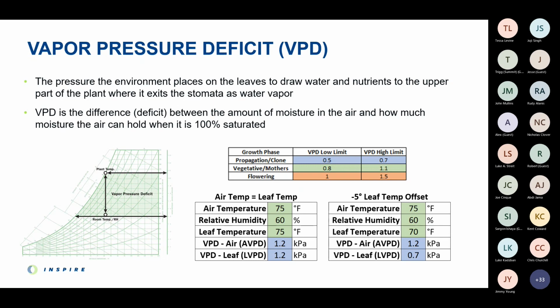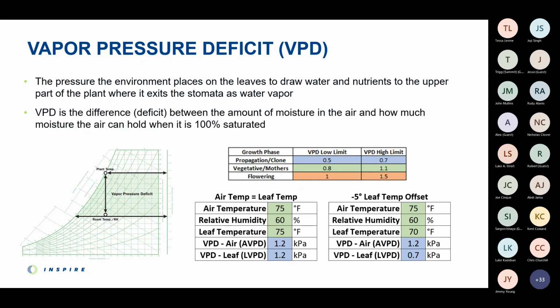VPD, typically measured in kilopascals or kPa, is the pressure the environment places on the leaves to draw water and nutrients to the upper part of the plant, where it can then escape from the stomata as a vapor. I think of this VPD pressure like the pressure you create with your mouth when you're drinking through a straw.